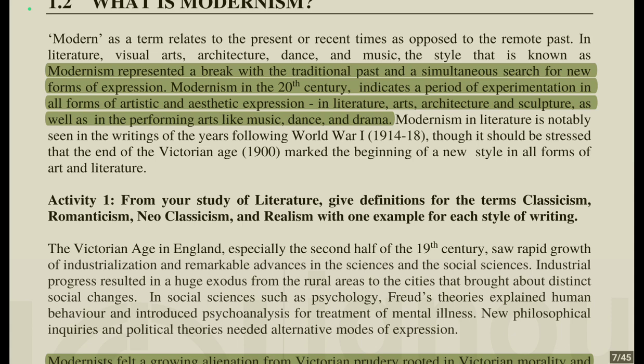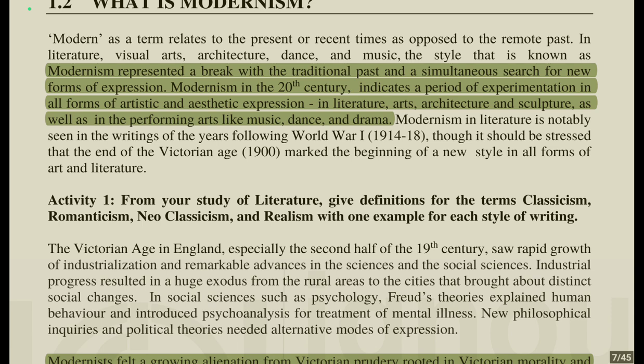So modernism was about a break, like cutting off from the past, and searching for something new. Searching for something what new? A new form of expression, a new method, a new way through which we could express our feelings or our artistic talents. Modernism in the 20th century, that is in the 1900s, indicates a period of experimentation in all forms of artistic and aesthetic expression.